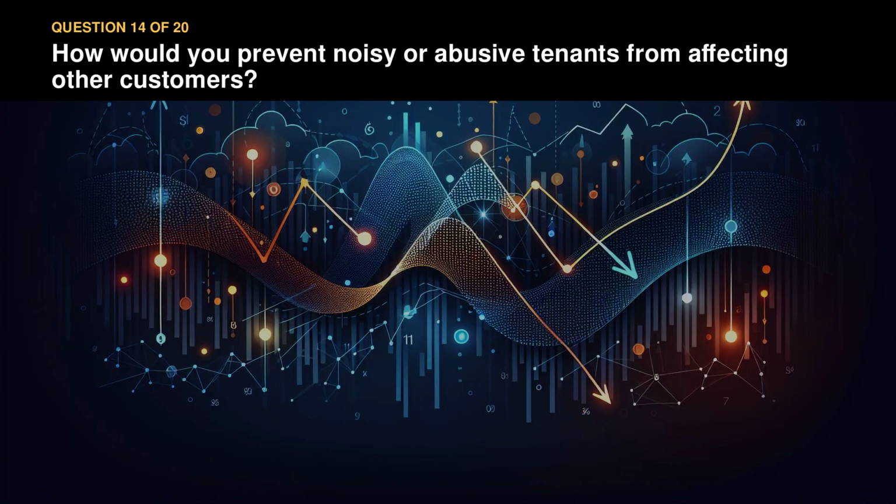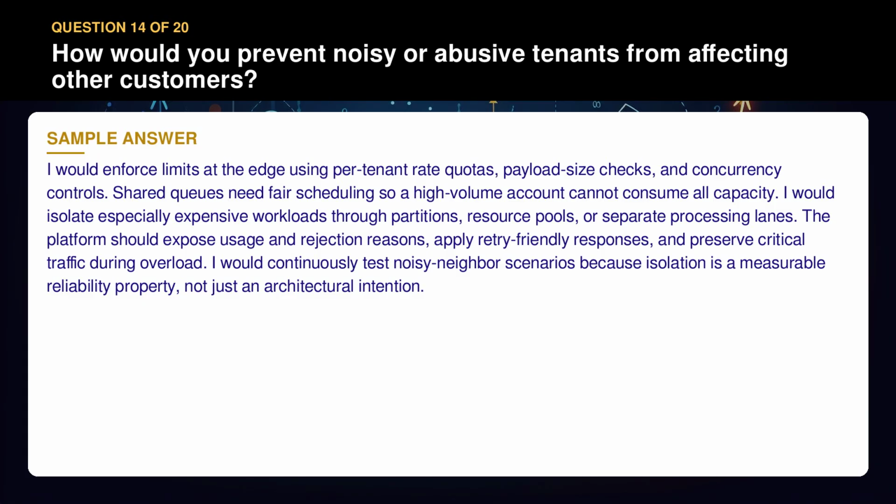Question 14. How would you prevent noisy or abusive tenants from affecting other customers? I would enforce limits at the edge using per-tenant rate quotas, payload size checks, and concurrency controls. Shared queues need fair scheduling so a high-volume account cannot consume all capacity. I would isolate especially expensive workloads through partitions, resource pools, or separate processing lanes.